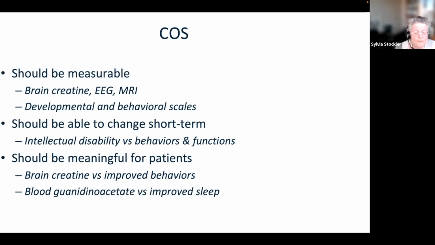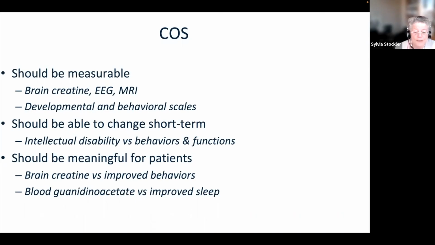Therefore, we also have to make sure that we integrate meaningful outcomes for patients. So exactly those outcomes that I described, so outcomes that the parents themselves can observe with their child. For example, brain creatine is something that might change during a treatment, but it doesn't necessarily mean that it needs to improve behavior, but the improved behavior is the more important thing for the family.